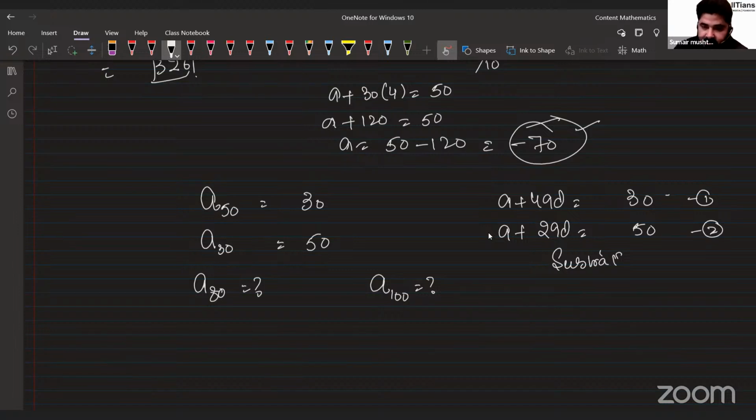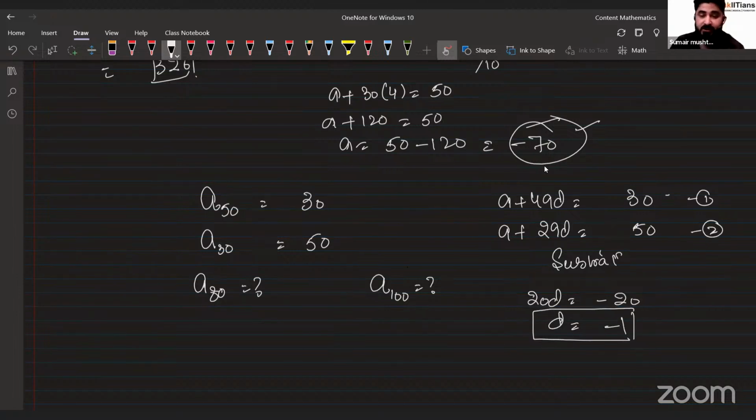After subtracting, what you will get? Easy. So 49 minus 29, how much is it? Simple. This is 20d, isn't it? And 30 minus 50, this is negative 20. d you will get as negative 1. Simple. After substituting it in the first equation, you will get the value of a.